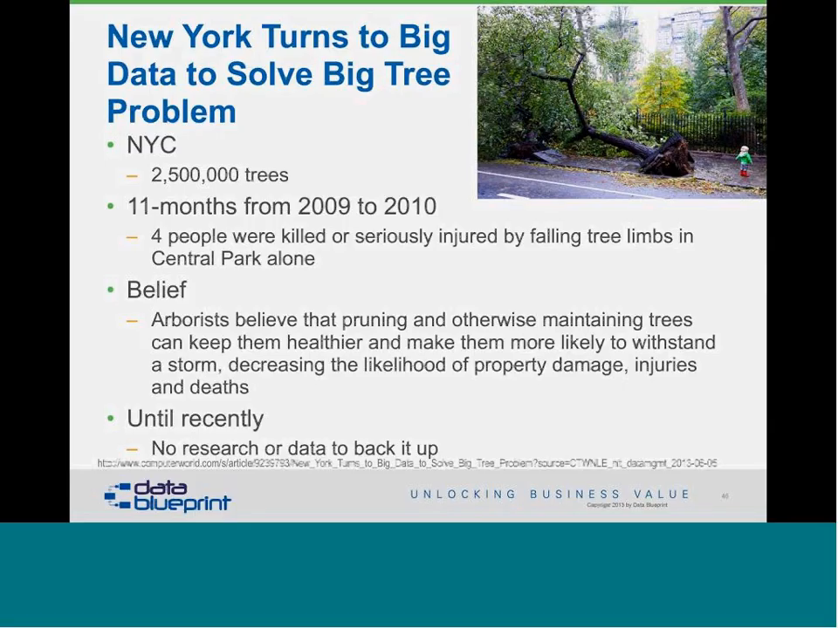Now I'll take you to another interesting story here. This is a story from New York City, and they have approximately 2.5 million trees in New York City.